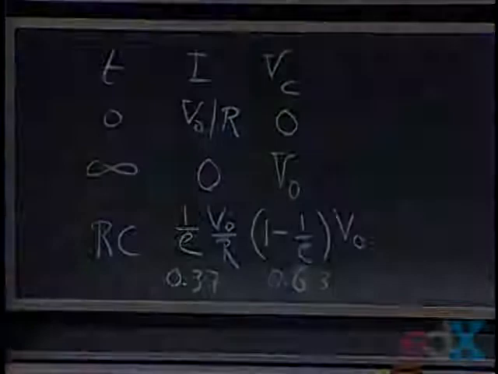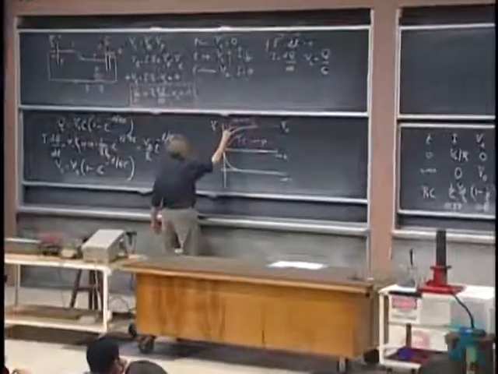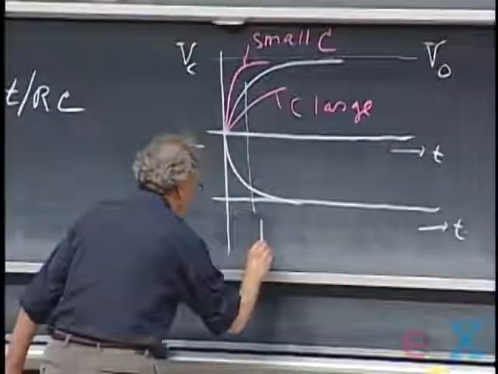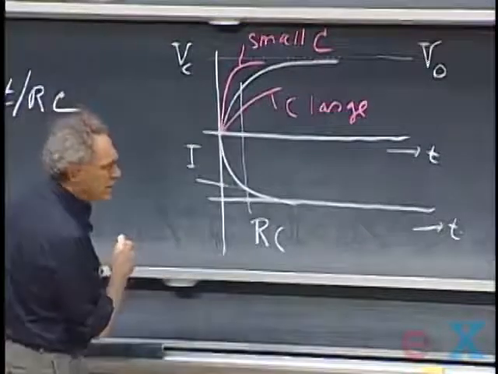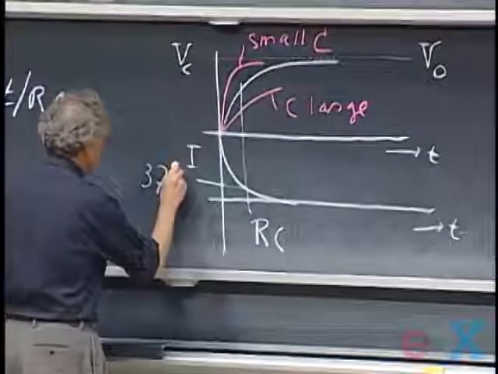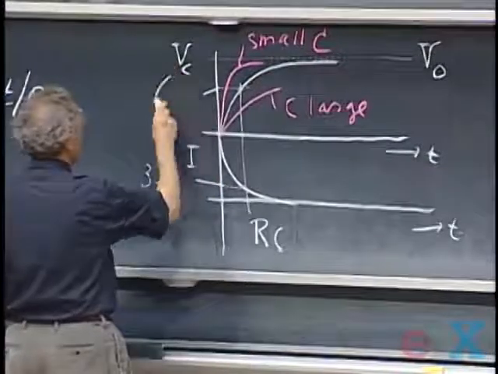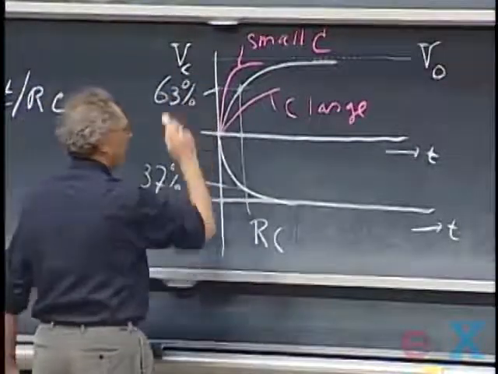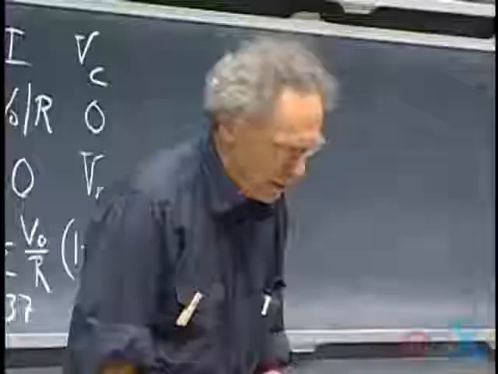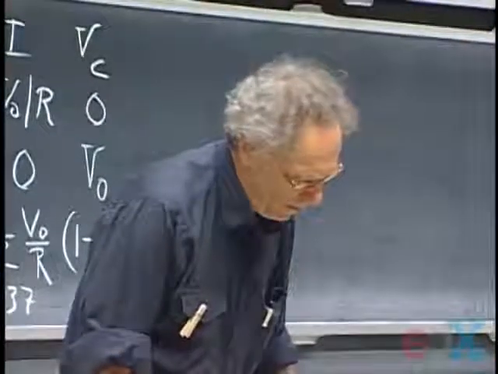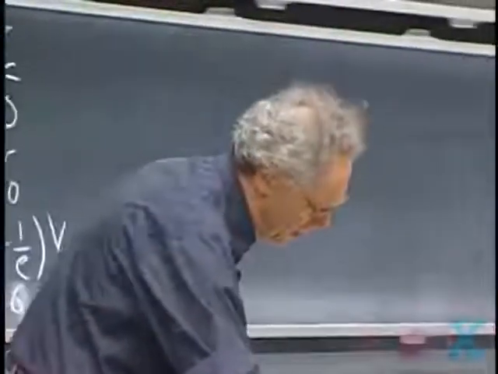0.63, 63%. In other words, if I go back here to my plot, and if I draw a line at time RC, then this value here is 37% of the maximum, and this value here is then 63% of the maximum. So the solution is rather obvious, very intuitive. And the RC times can vary an enormous amount, as you can imagine, depending upon the values for R and C.